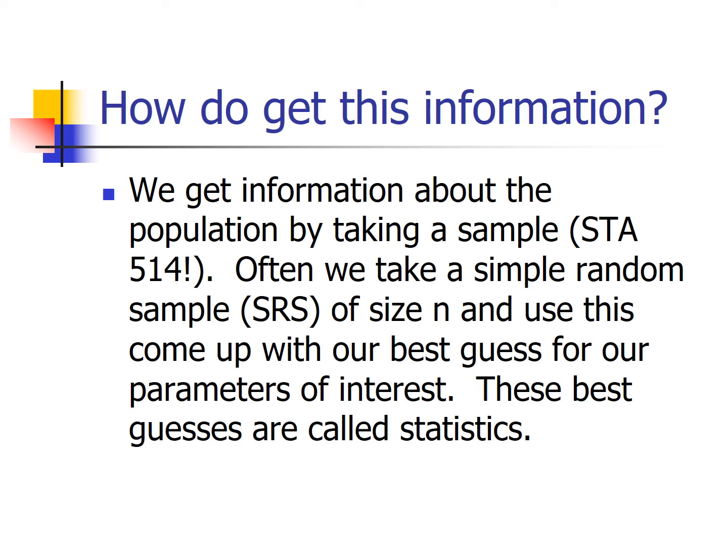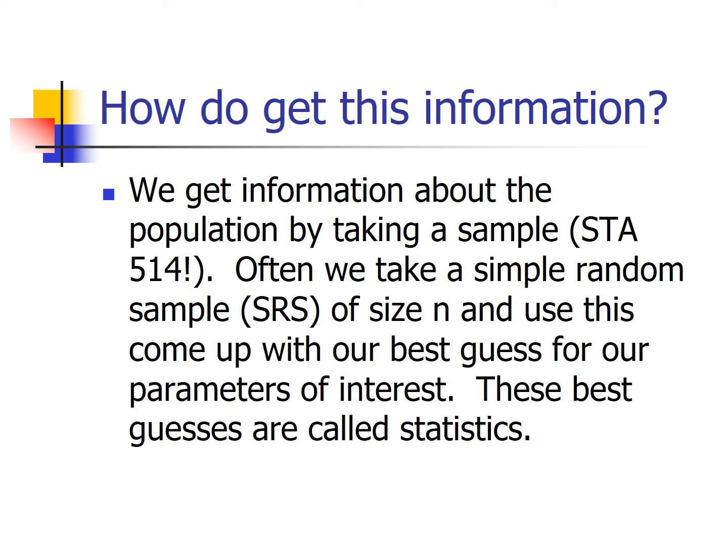The most common type of sample is something referred to as a simple random sample, often abbreviated SRS. We take a simple random sample of some arbitrary size n. So n is a very common placeholder for the size of our sample, the number of observations in our sample. And we use this sample to come up with our best guess for whatever parameter we're interested in.